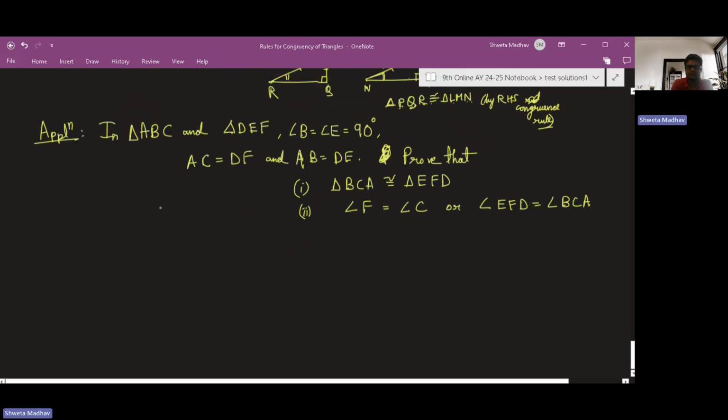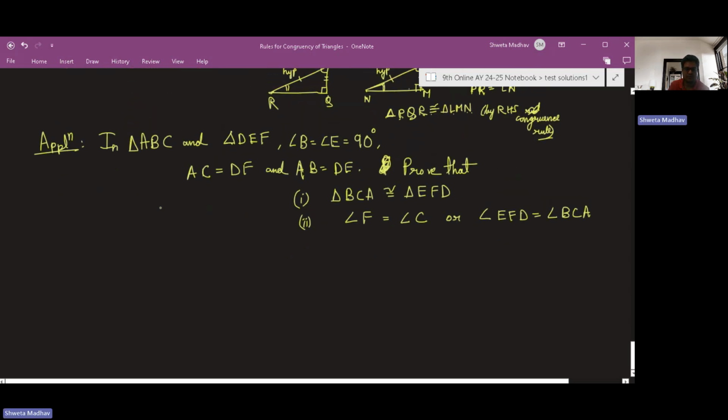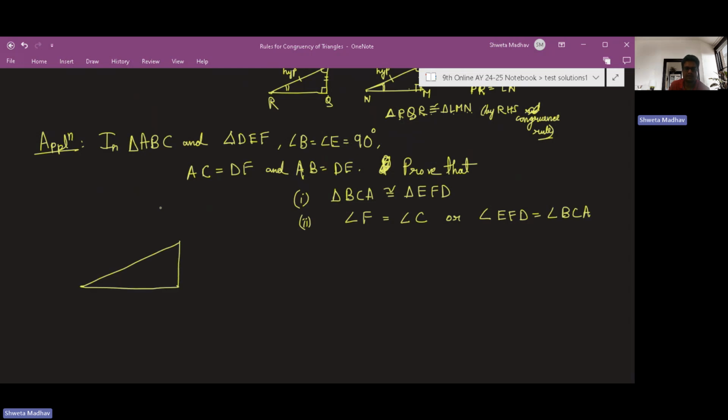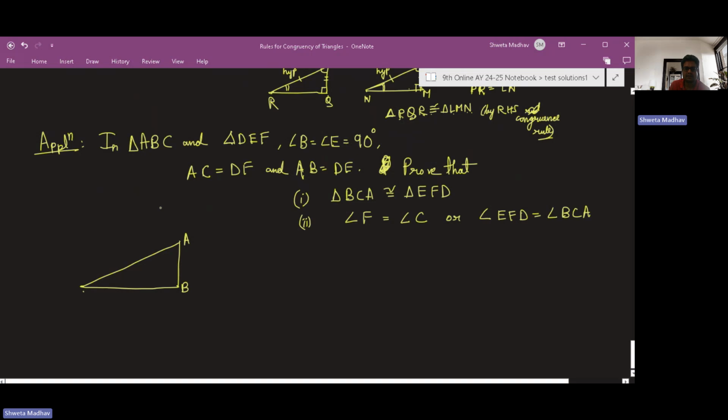So this we have to prove. So how to prove? First, we will draw two right angle triangles, since the RHS rule is applicable only for right angle triangles. So here we'll say ABC. Since it is told angle B is the right angle, we have to put B here. So B is 90 degrees here.